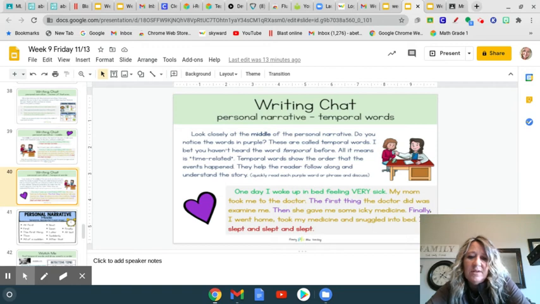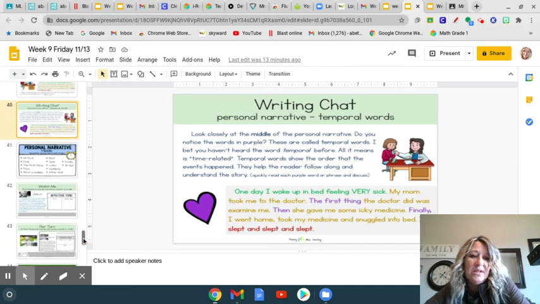And do you notice the words in purple? These are called temporal words. I bet you haven't heard that word temporal before. All it means is time related. Temporal words show the order that the events happen. They help the reader follow along and understand the story. So when she says, the first thing the doctor did was examine me, then she gave me some icky medicine. Finally, I went home. So those are saying the order of how things went. And so when we write that middle part of a personal narrative, you should put that in there.